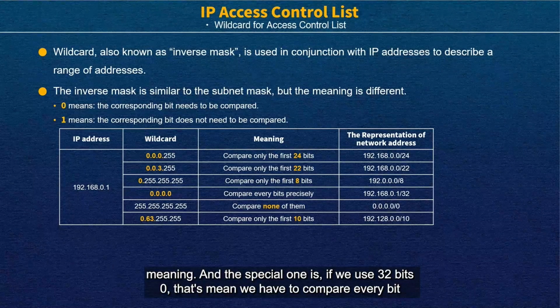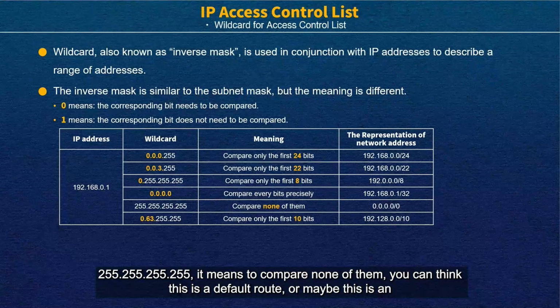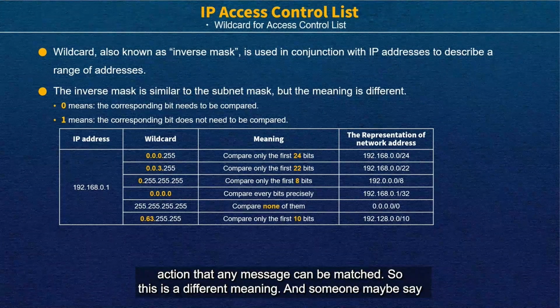And the special one is if we use 32 bits of 0, that means we have to compare every bit of the IP address. This can only represent one IP address, 192.168.0.1. If we use the wildcard 255.255.255.255, we compare none of the bits. You can think of this as a default route, or maybe permit, or action any. All of the messages can be matched. So this is a different meaning.